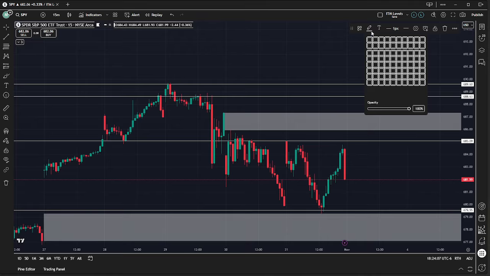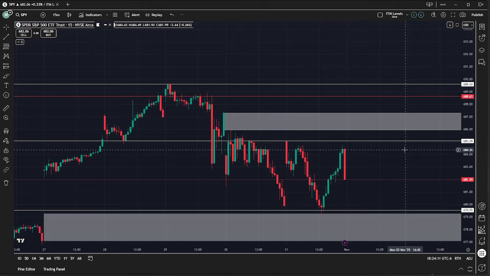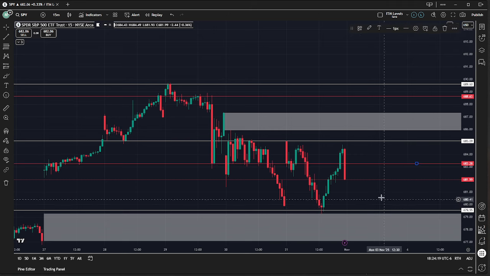Give me one sec. I usually make my levels red. Right here we push below. Let me see, where's our supply zone right here.